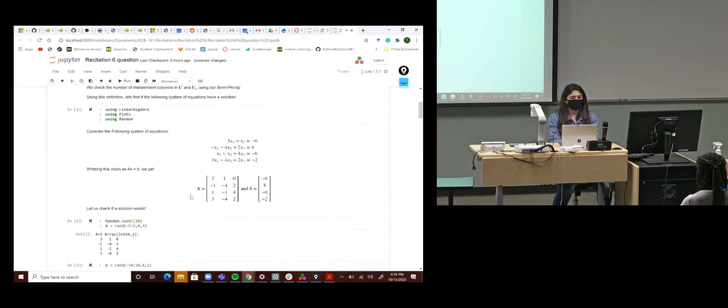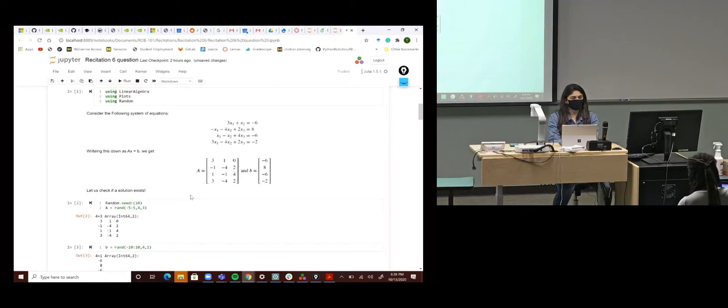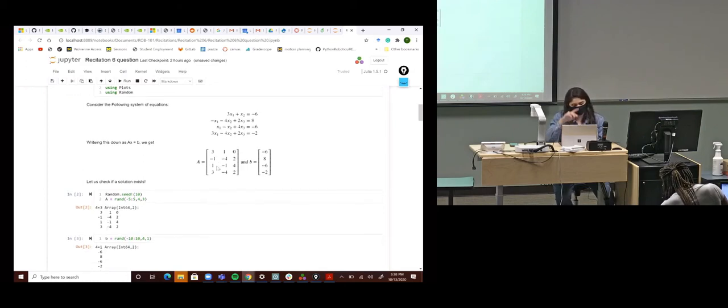AX equals B. That was our objective. That's how we started all this. I know it can be round and around. It takes a couple turns, but that's our objective. That's what we're trying to do.